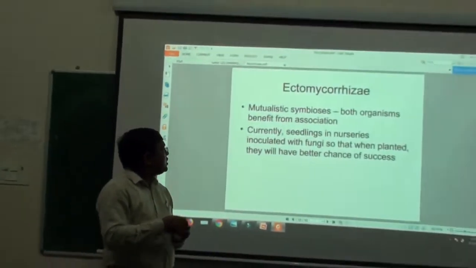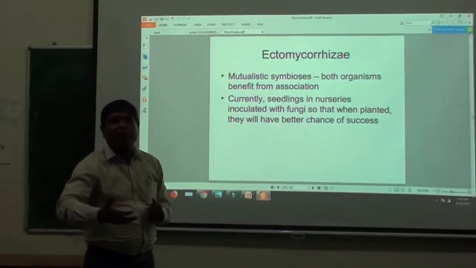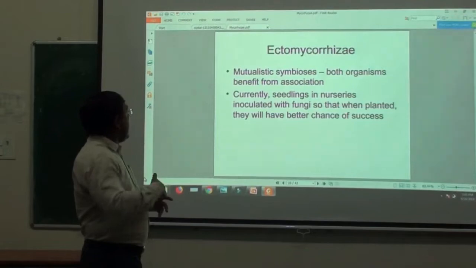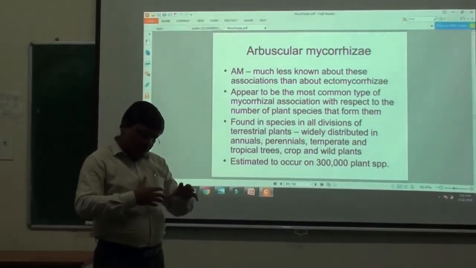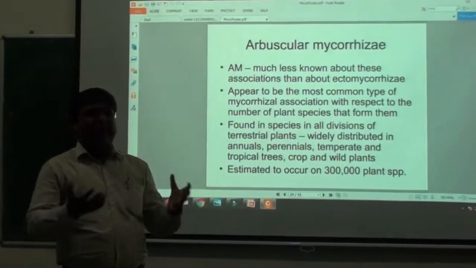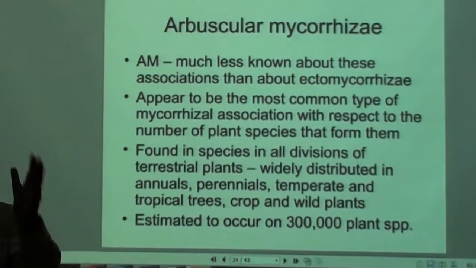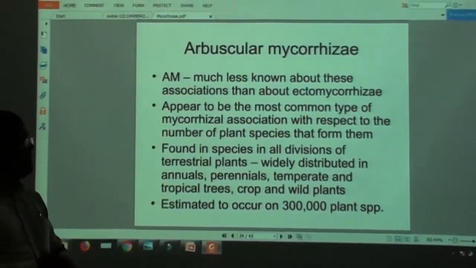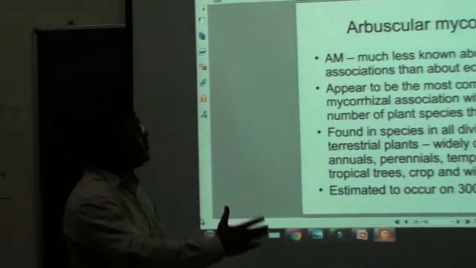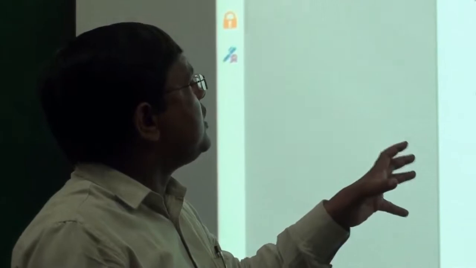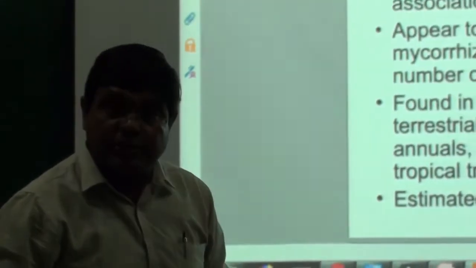And currently, in nurseries, particularly in the development of nurseries, seedlings will be inoculated with these types of mycorrhizae and fungi so that healthy plants can easily be grown in this manner. When it comes to arbuscular mycorrhizae, this is called AM mycorrhizae. Much less is known about this association. Nowadays, researchers are concentrating on this arbuscular mycorrhizae. In this particular aspect, this association is also concerned with the ectomycorrhizal combination.